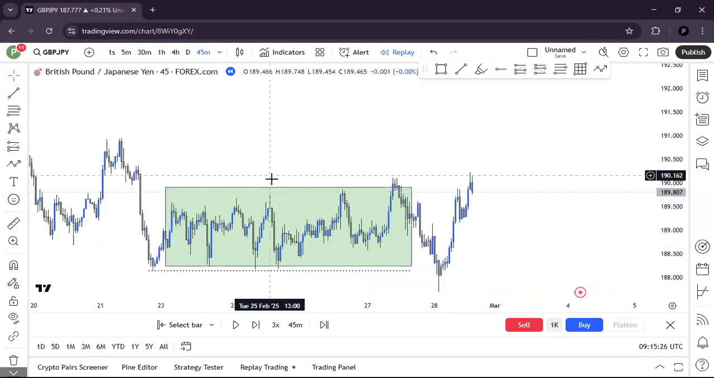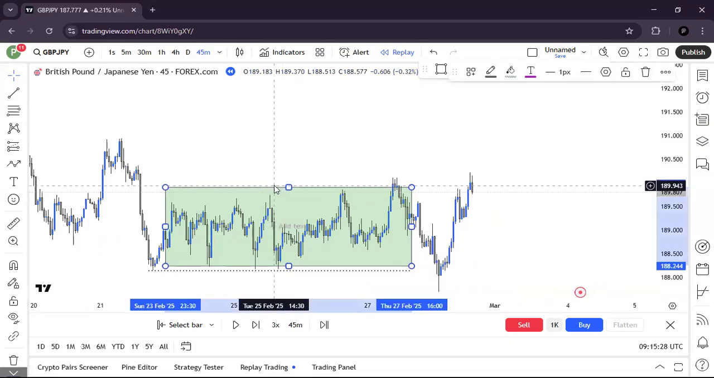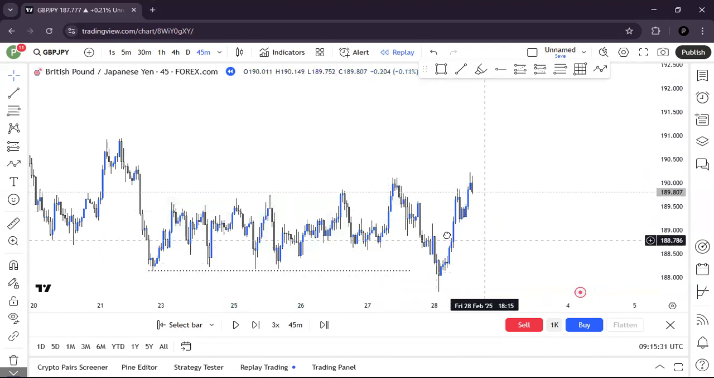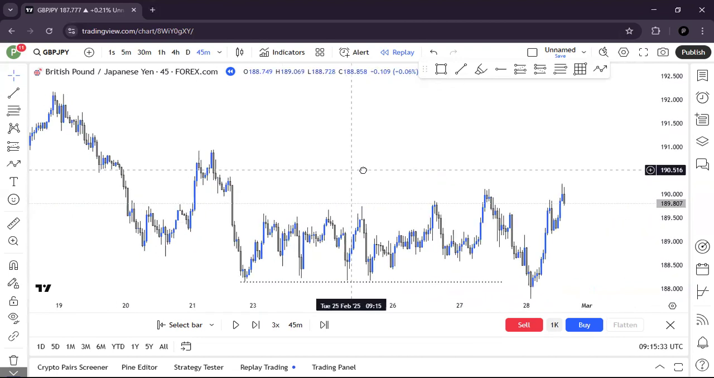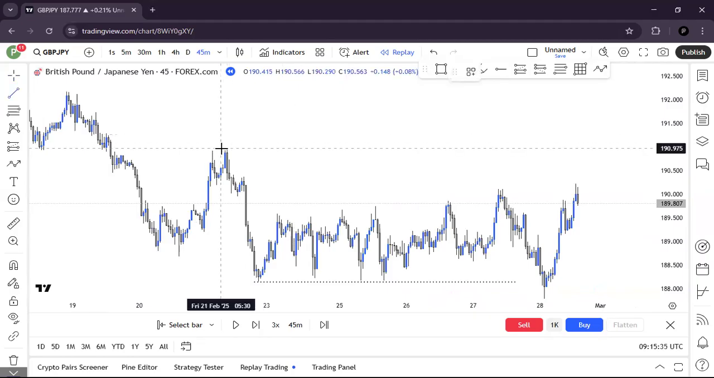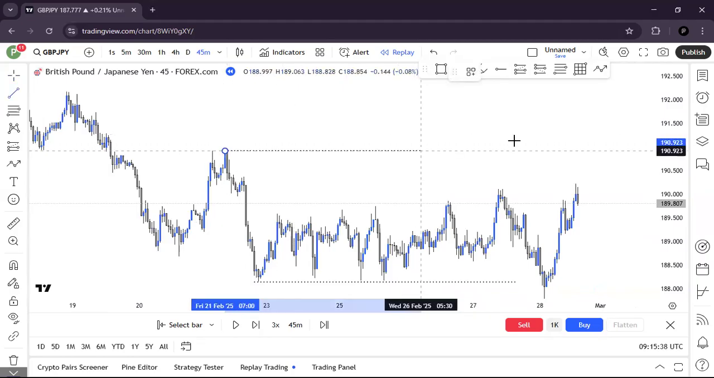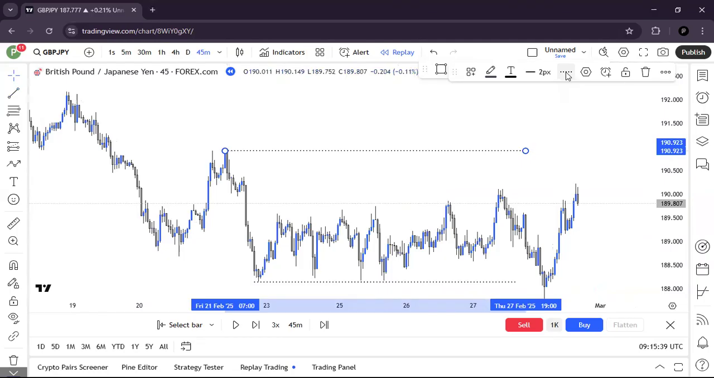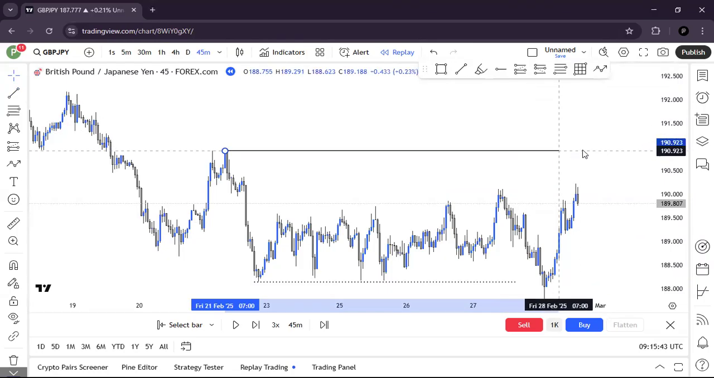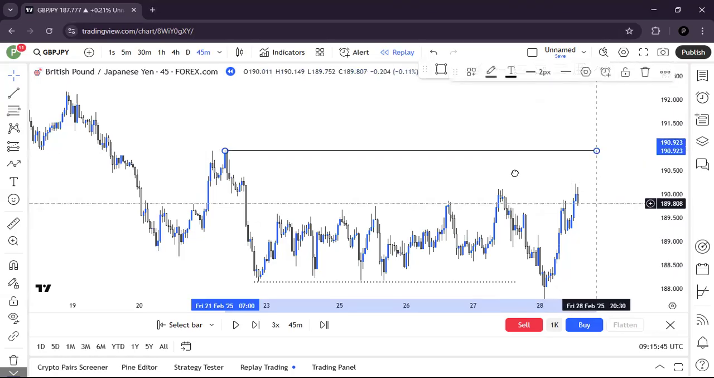So we expect now the market has done a manipulation to the downward direction. Now, we need a distribution. Now, this is the swing high here. We expect this swing high to be broken. Anytime the market breaks this swing high, the market has confirmed that it's going to be an uptrend.